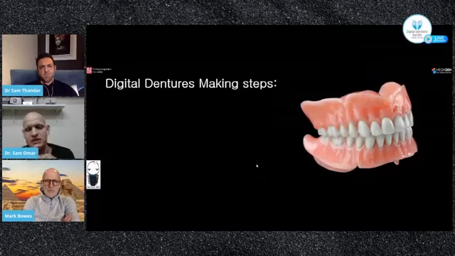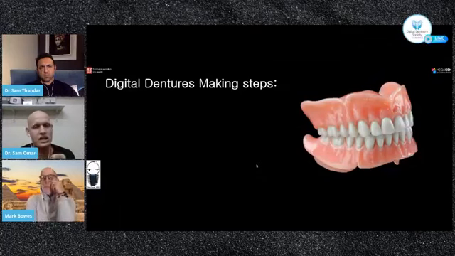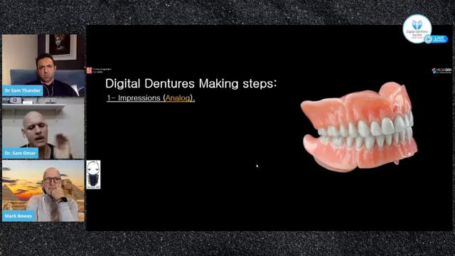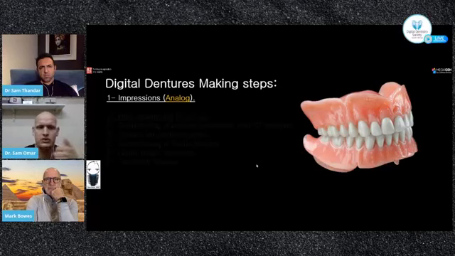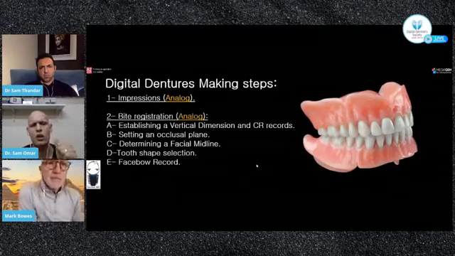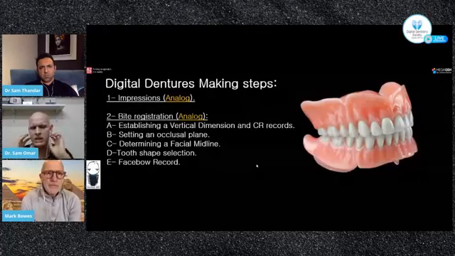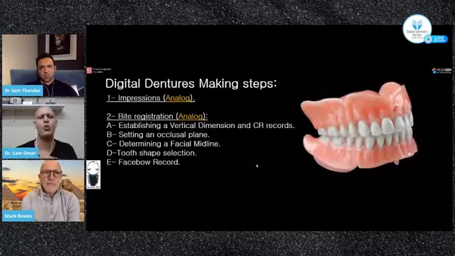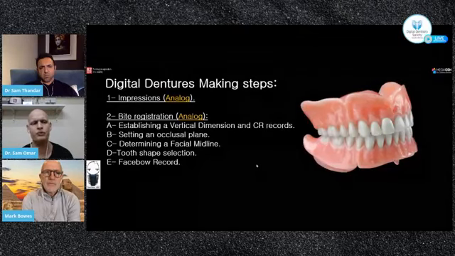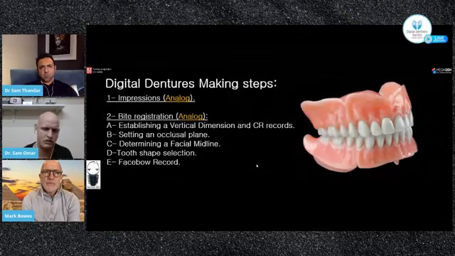But the interesting thing is, even though we call those digital dentures, what we found is that most of the steps were actually done analog. The design process is the only part that is actually done digital. And that was my only problem with this type of protocol. If you look at what we do with digital dentures, usually we take impressions analog, we do the bite registration analog, we establish a vertical dimension clinically, and we take the CR records clinically. We set the occlusal plane using a Fox plane, and we do that manually as well. And we determine a facial midline using a dentofacial analyzer.